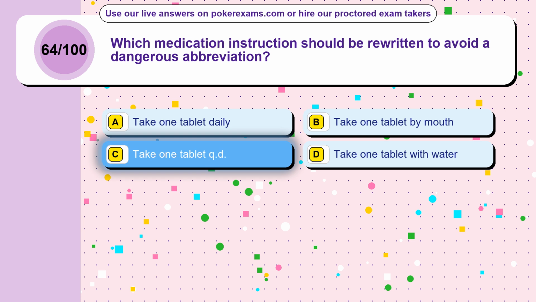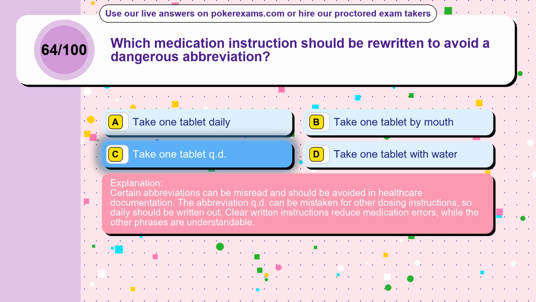The correct answer is option C. Take 1 tablet QD. Certain abbreviations can be misread and should be avoided in healthcare documentation. The abbreviation QD can be mistaken for other dosing instructions, so daily should be written out. Clear written instructions reduce medication errors, while the other phrases are understandable.